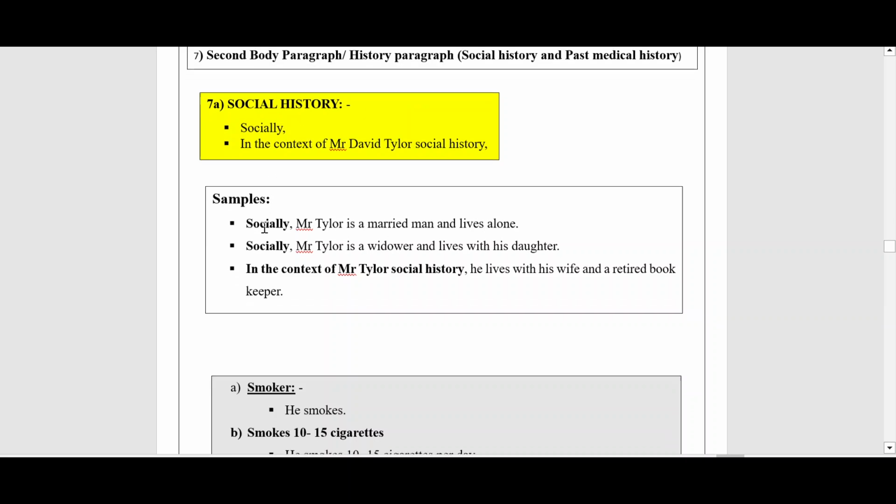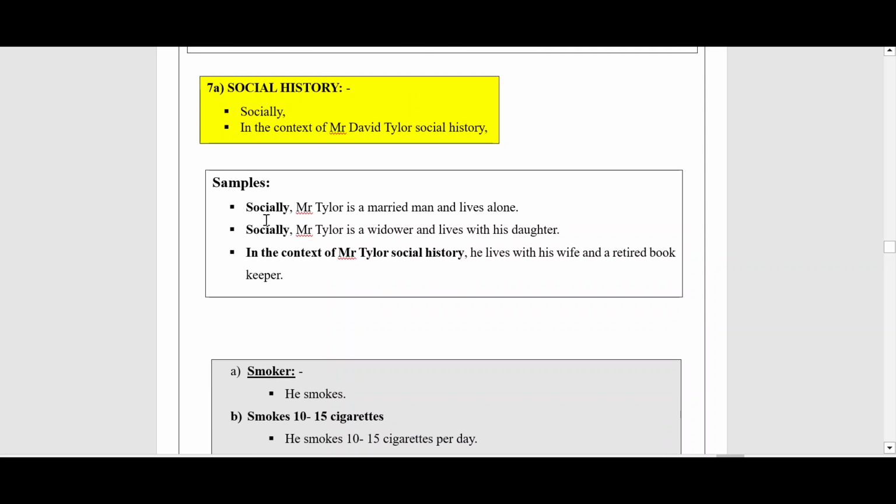And how we should manage the remaining things, I have given some symbols here. Socially, Mr. Tyler is a married man and lives alone.